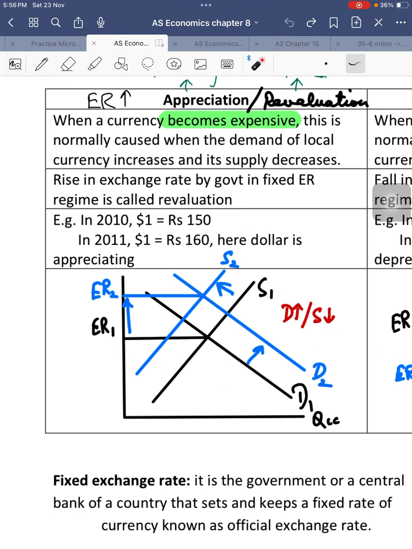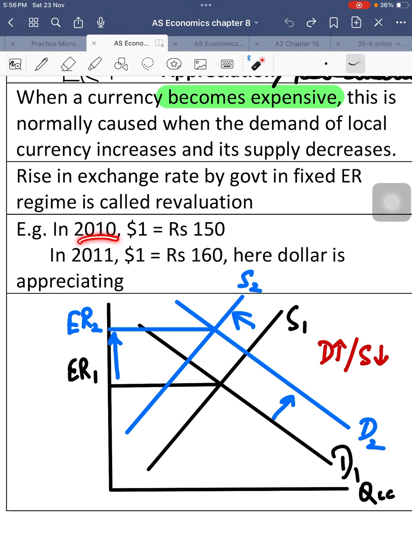Right? I've written an example. So for example, in 2010, $1 was equal to 150 rupees. In 2011, that $1 is equal to 160 rupees. That means now $1 can purchase more rupees, or you need to have more rupees to buy $1, which means the dollar has become expensive.